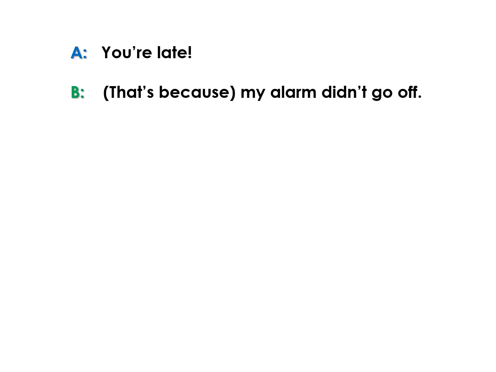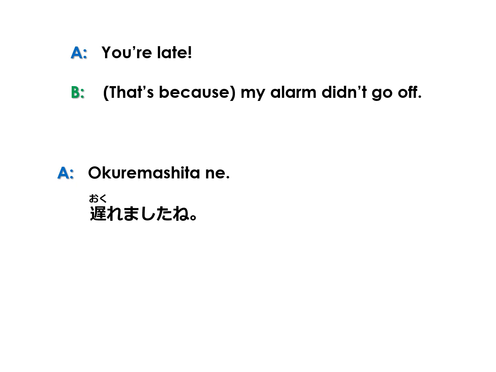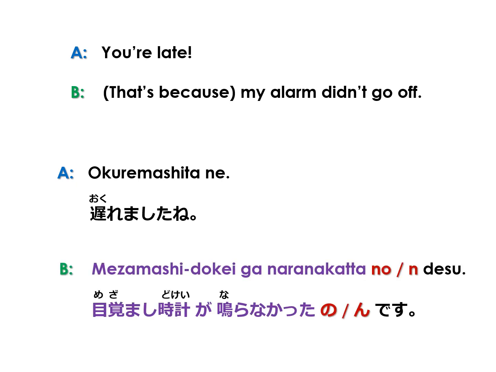Now let's look at the previous dialogue more closely. Oh, you're late. 遅れましたね。 That's because my alarm clock didn't go off. 目覚まし時計が鳴らなかったのです。 Or the no is phonetically shortened to n, and you'd hear 目覚まし時計が鳴らなかったんです。 You would hear the explanatory no or n des all the time in normal conversation.